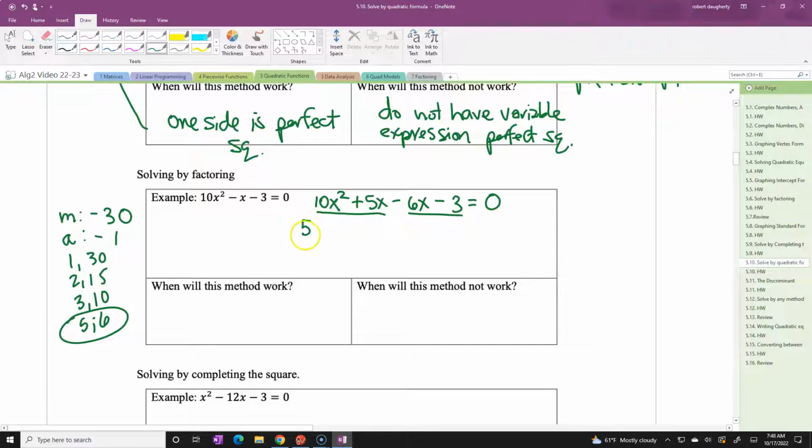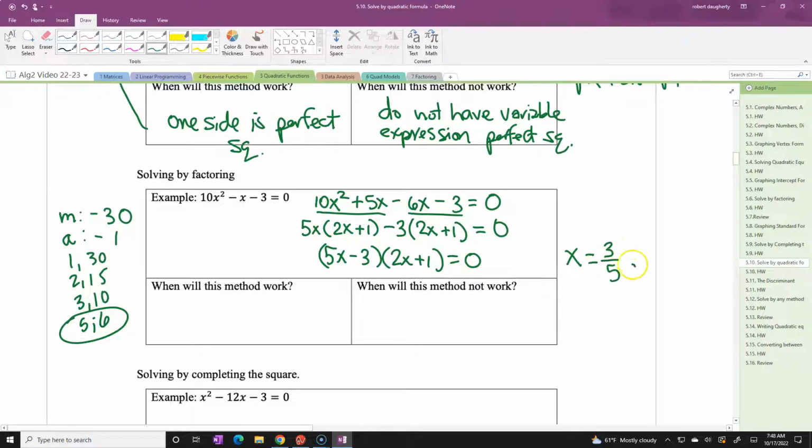You can take a 5x out of the first two terms. That leaves you with 2x plus 1. Copy down the minus sign. The 6 and the 3 have a 3 in common. Technically, it's a negative 3, but you've already taken care of that. What do you multiply negative 3 by to get negative 6x? That's 2x. What do you multiply negative 3 by to get negative 3? That's positive 1. So this is 5x minus 3 times 2x plus 1. Set each factor equal to 0, and you'll get x is equal to 3/5 or negative 1/2.